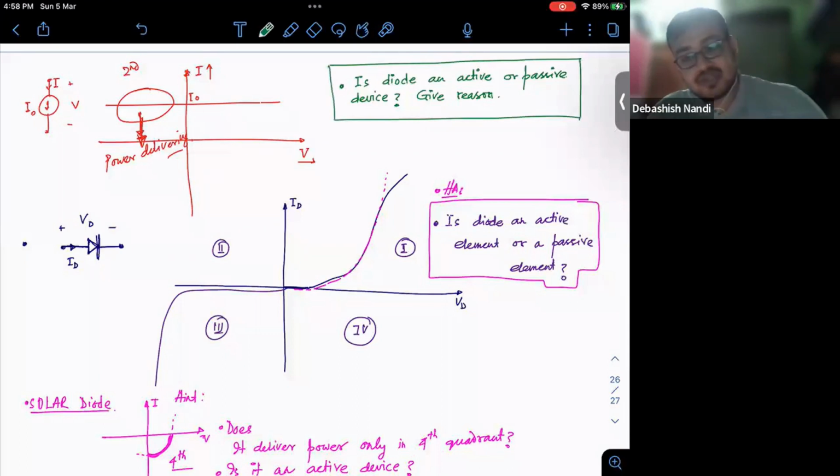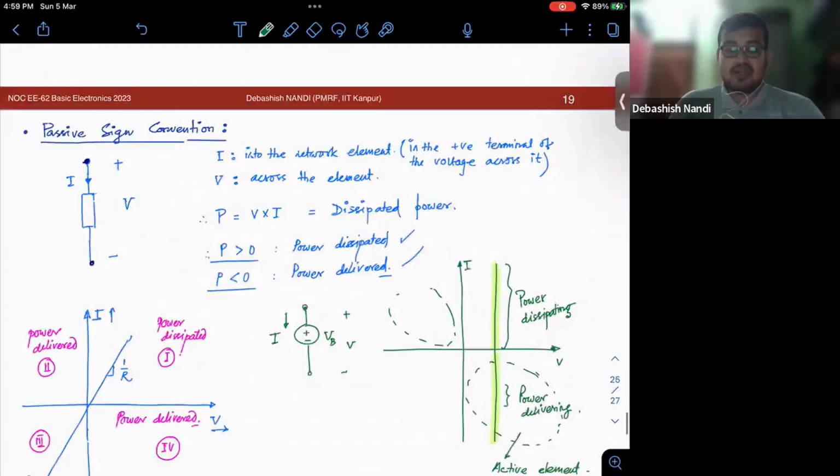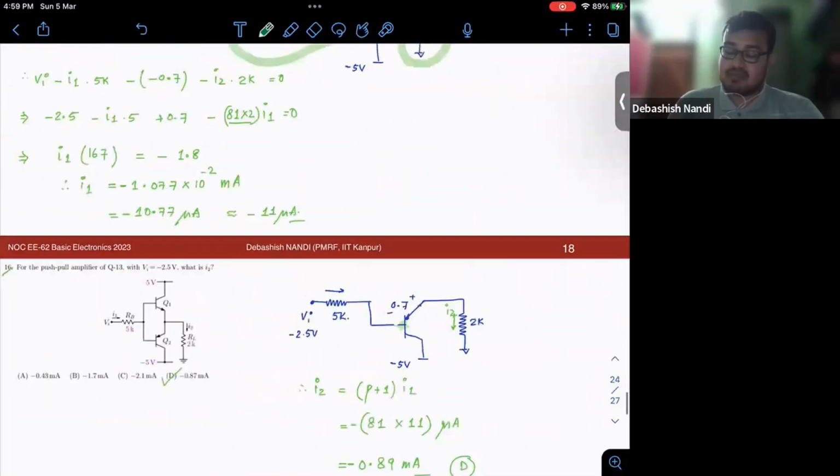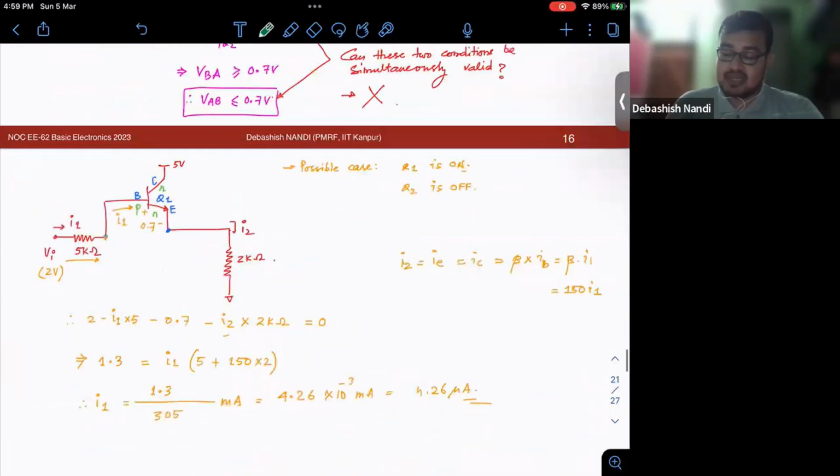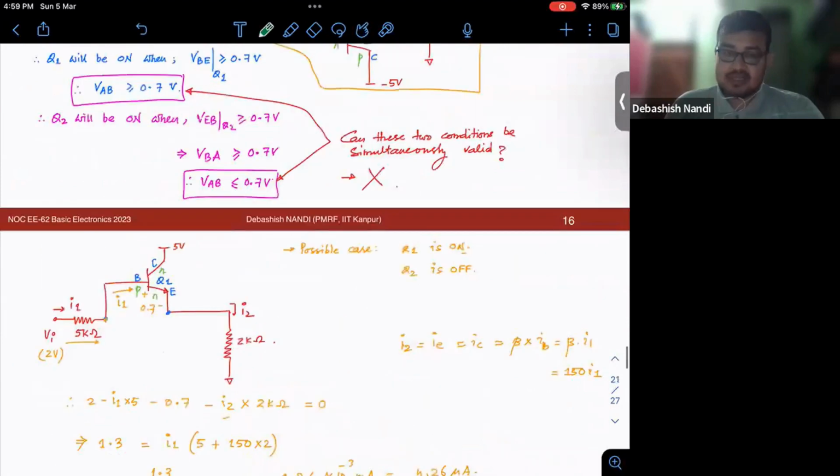Solar diode is used in solar cells. So by intuition, you can say that it is an active device because it supplies power. But is it so actually? And what about a normal PN junction diode? What about a tunnel diode? What about a Schottky diode? So these things you please go through, and I will request you to solve the assignment problems very diligently and also follow the lectures.